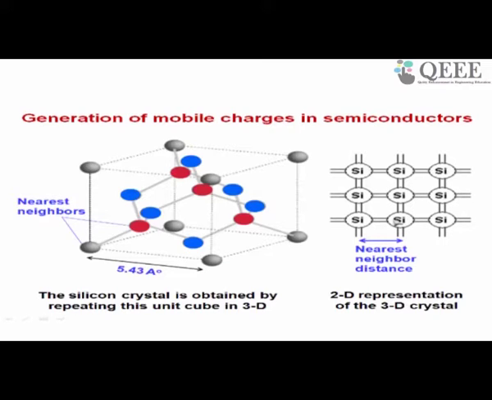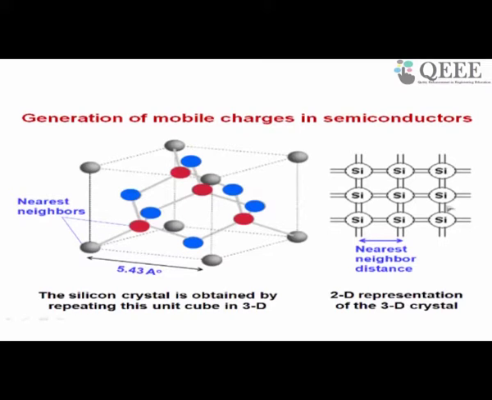Many times we do not even draw these circles and so on. We simply show the arrangement like this. It is understood that at each point of intersection you have a silicon atom. So this is a representation of the silicon crystal, right? Bond representation of the silicon crystal. So this is a two-dimensional representation of a 3D crystal.